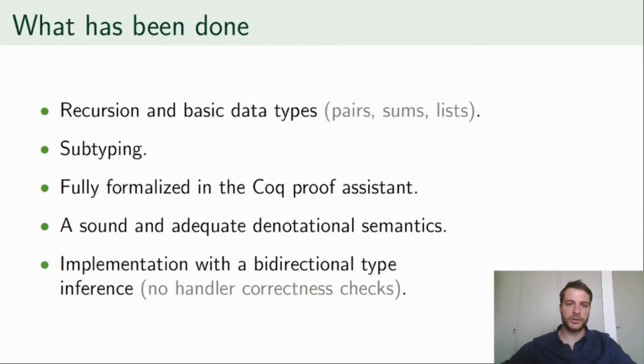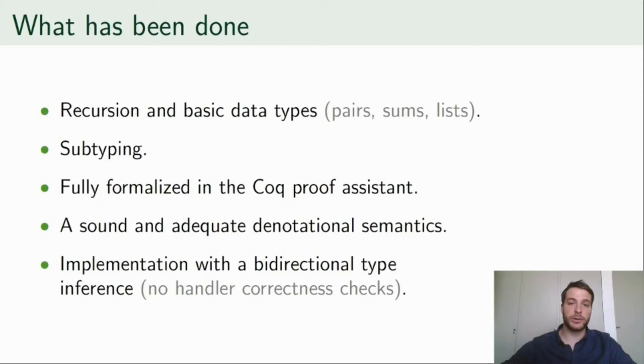The approach was also implemented on top of the F* framework. We decided to use a bidirectional type inference as it's more suited for working with effect theories. But the system does not automate correctness proofs, which are left to the user. The proofs can be done by pen and paper, or they can also be constructed in the Coq formalization of the language.